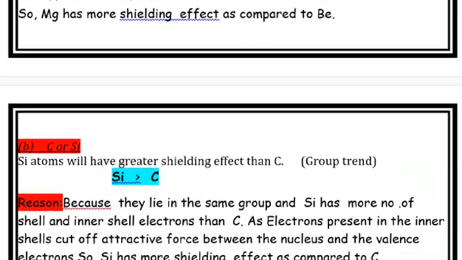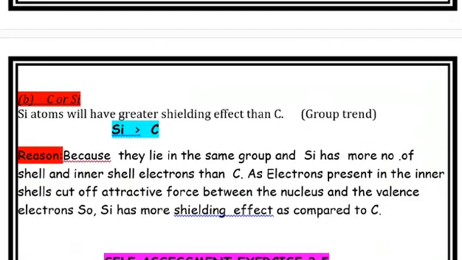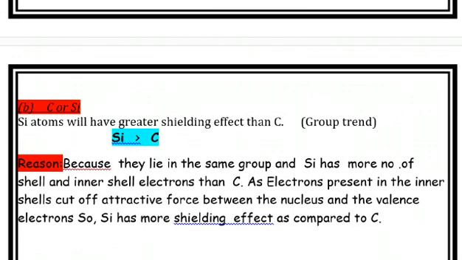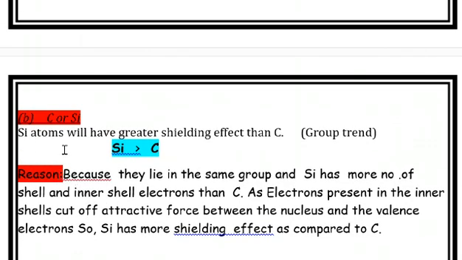Another example is carbon and silicon. They are examples of the same group again. Carbon is present above silicon, so silicon has more inner shells, so it will have more shielding effect. So we came to know that if inner shells increase, inner electrons increase, and hence shielding effect increases. Thank you very much.